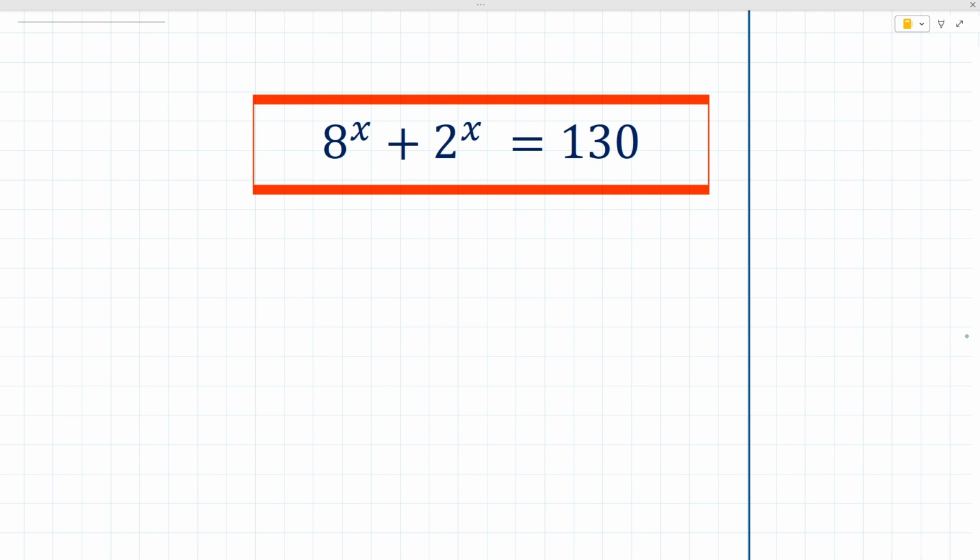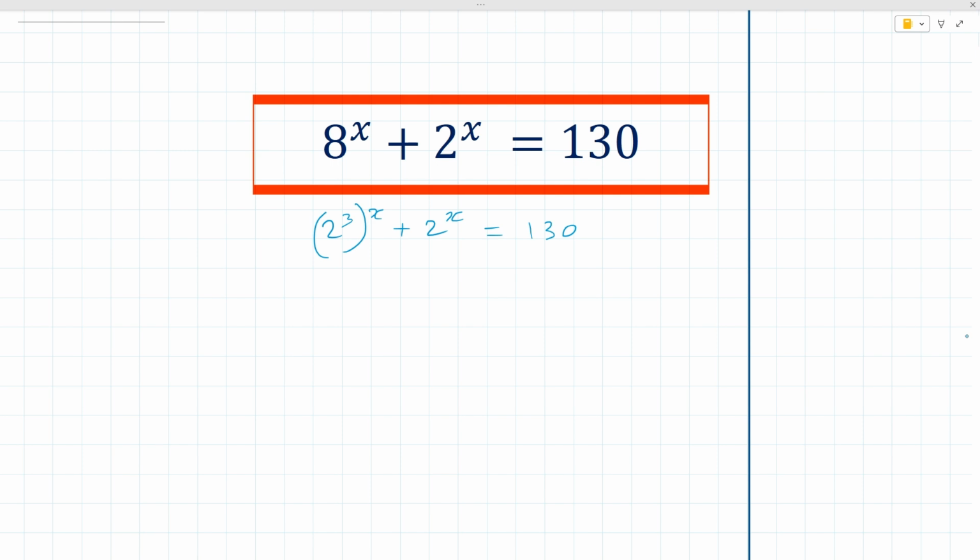Alright, so the first step here is to think about the fact that 8 is a power of 2. And what we can do here is change 8 into 2 to the power 3. And this is going to be 2 to the power x plus 2 to the power x and say that this is equal to 130.